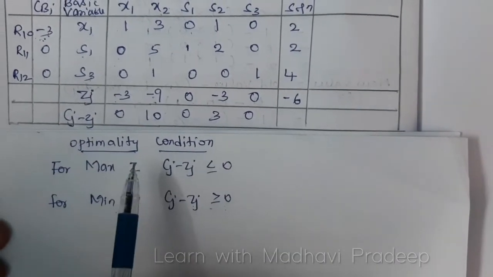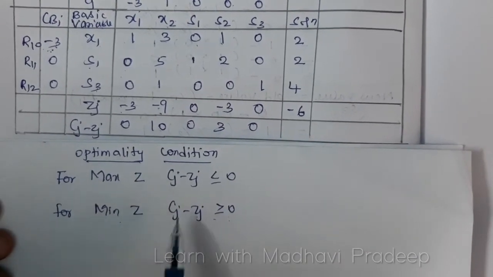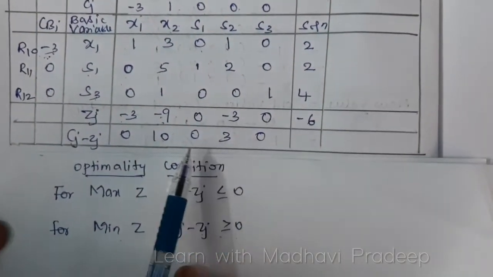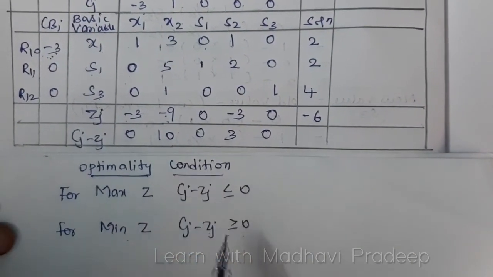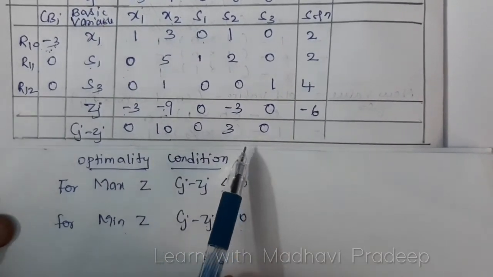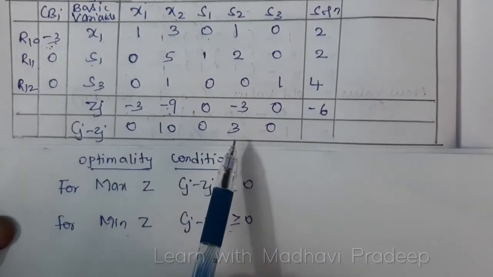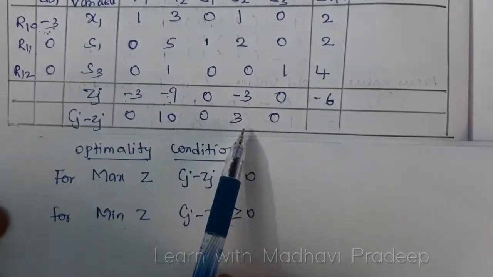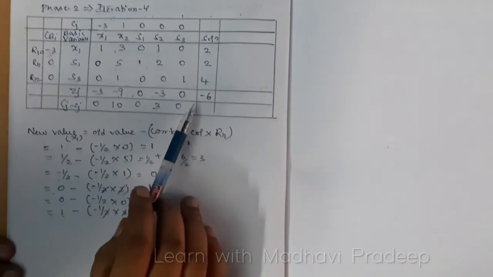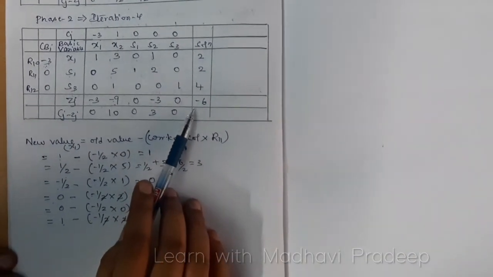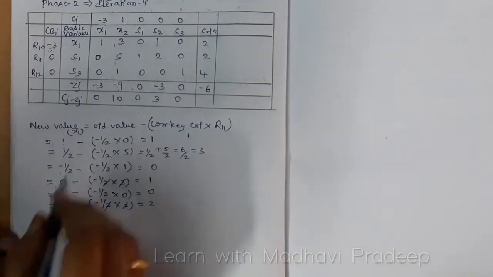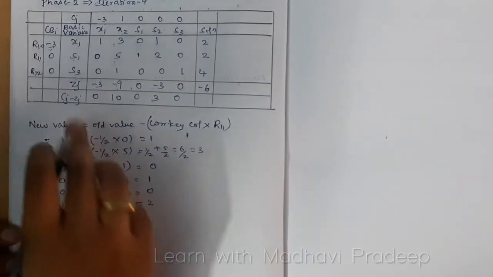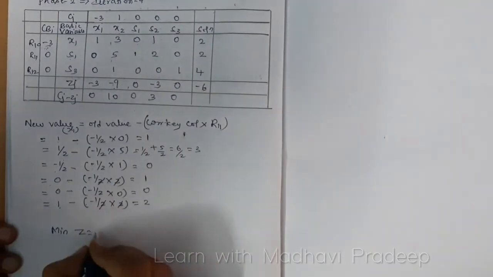Now check the optimality condition. For a minimization problem, Cj minus Zj should be greater than or equal to 0. Checking the values we have got, all the values are greater than or equal to 0. That means all the values are positive or 0. We don't have any negative value, so we have reached the optimality condition. Now let's write down the solution. The given problem was a maximization problem and we converted it into a minimization problem. So min z is equal to the solution value we have got, which is minus 6.